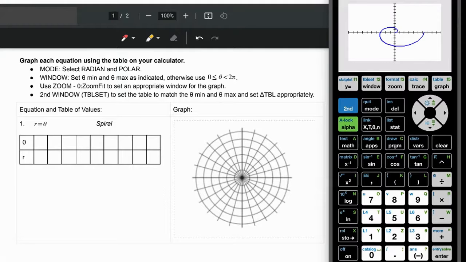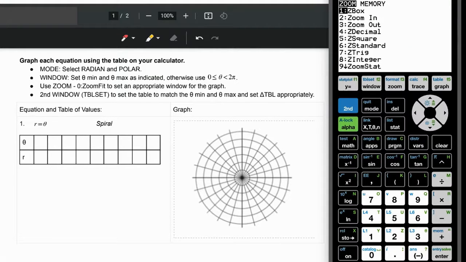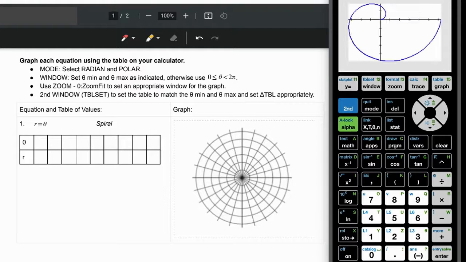So this is a pretty decent picture that we're going to try to replicate on our polar graph paper. But I'm also going to do zoom fit. So I'm going to hit zoom 0. We've done zoom trig before and zoom standard, but we're going to do zoom 0 to get this fitting a little bit closer up. And so now you can see that this is a spiral shape of our graph.